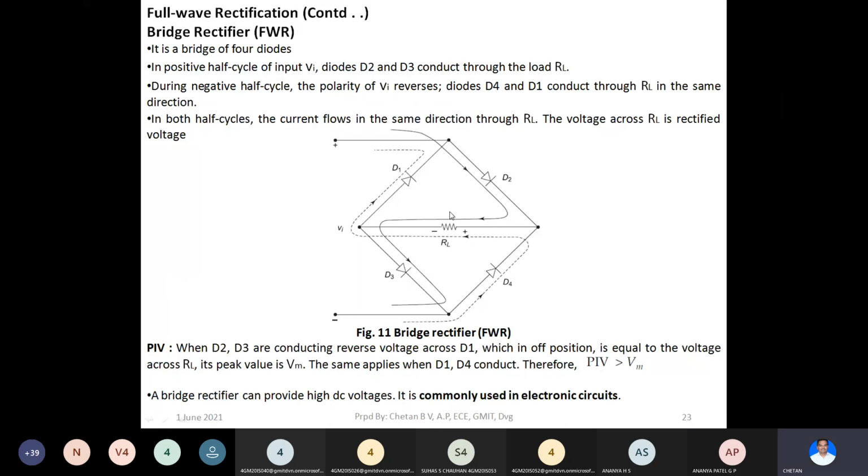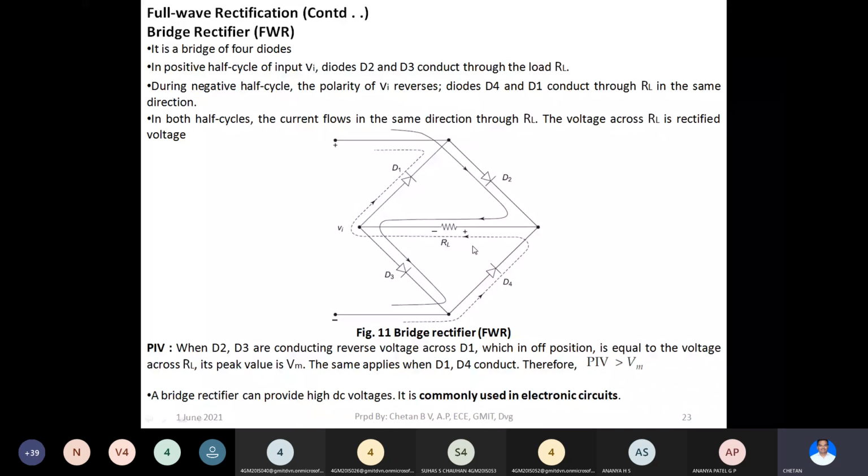So one more thing in the case of this bridge rectifier is, as this bridge rectifier provides high DC voltage, this bridge rectifier is the most suitable rectifier as compared with the half-wave rectifier for all of the electronic circuits. So this will be used in most of the electronic circuits, as it provides more DC voltage, and also the ripple factor is reduced, and the efficiency or power conversion efficiency is high for this circuit. I hope you understood the operation of this circuit.